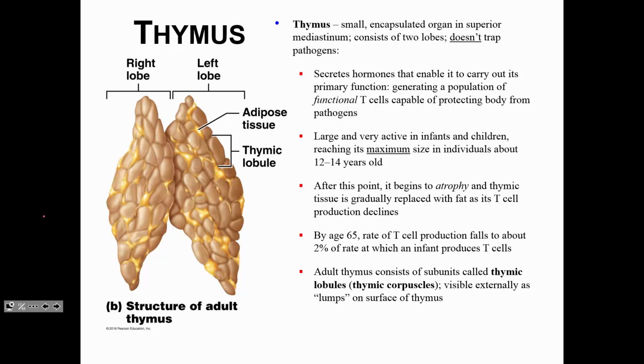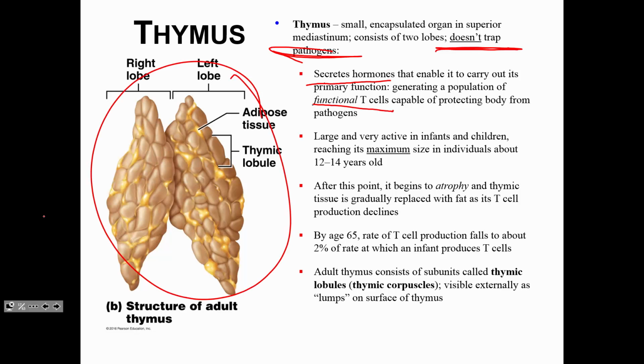All right, thymus. We've already been introduced to the thymus before. Small organ, 2 lobes in the mediastinum. It does not trap pathogens. Y'all see that? Does not trap them. It secretes hormones that enable it to carry out its primary function, which is generating functional T cells that are capable of protecting the body. So this releases hormones. We know that. We studied this organ during the endocrine system.